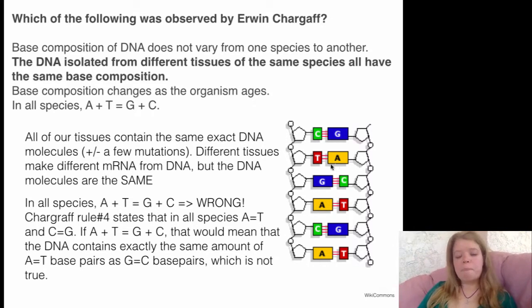A plus T equals G plus C means that in all organisms, we have the same amount of ATs and GCs, and that's not true. There's organisms with GC-rich genomes, and there's organisms with AT-rich genomes. And it's actually one of the ways genomes were defined early on. So hopefully this explanation has cleared that up.